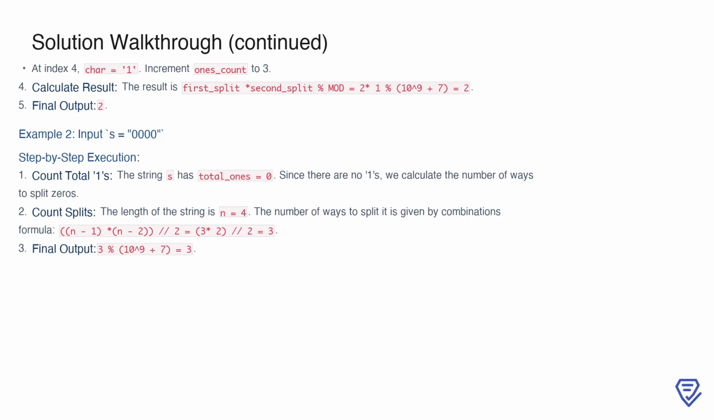For another example, consider the input string 0000, which contains no ones. In this case, we calculate the number of ways to split the string based solely on the zeros. The length of the string is 4, so the number of ways to place 2 split points between the zeros is determined using the combinations formula. Choose 2 positions out of 3 possible gaps, which equals 3. The result is 3 modulo 10 to the power of 9 plus 7, which is simply 3.